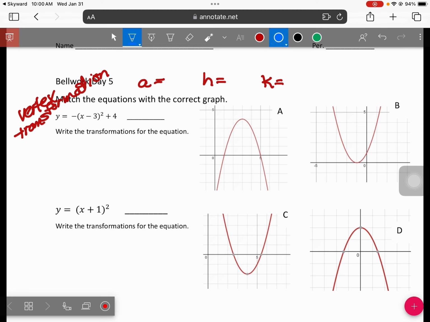So what is my a value here? I'm going to say Perla. What's my a value? I haven't talked to you for a while. Close. -1. And she was about to correct herself, I think.